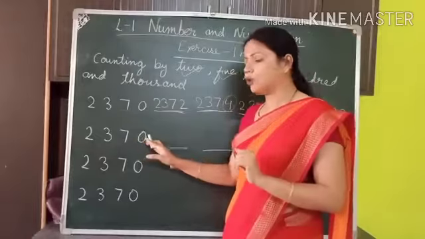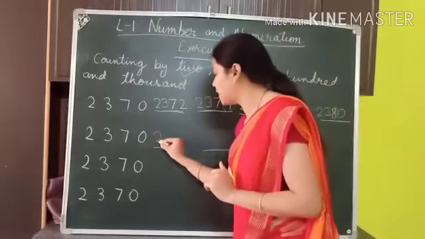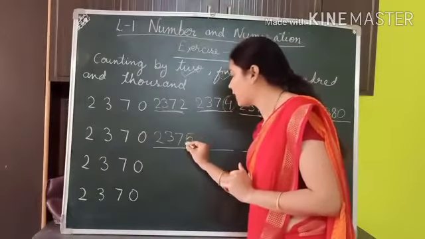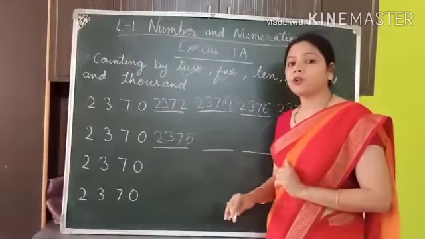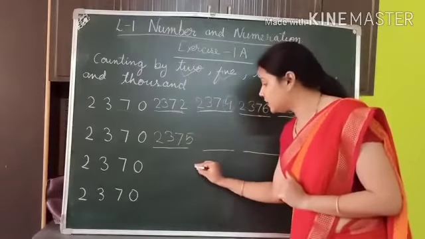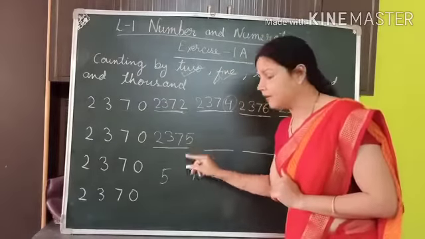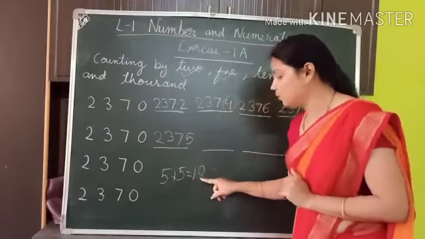Okay. So 0 plus 5 is equal to 5. So 2375. Okay. Again, if we will add 5, then what number we will get? We will get 10. 5. This number 5 plus we will add 5 is equal to 10.